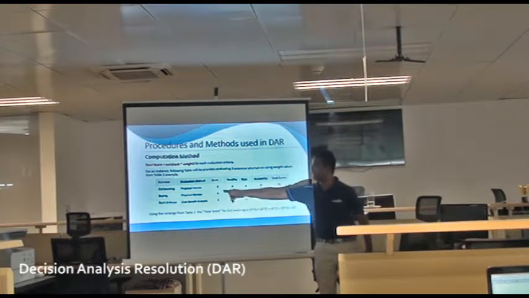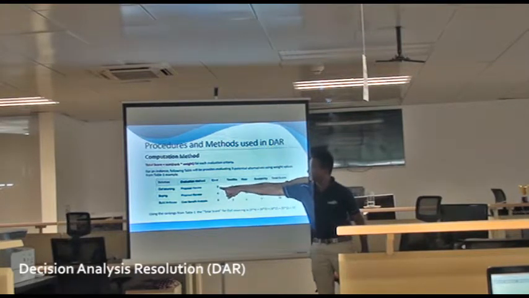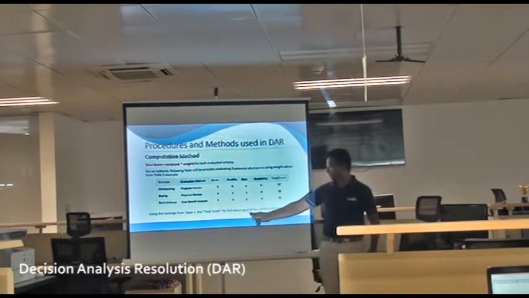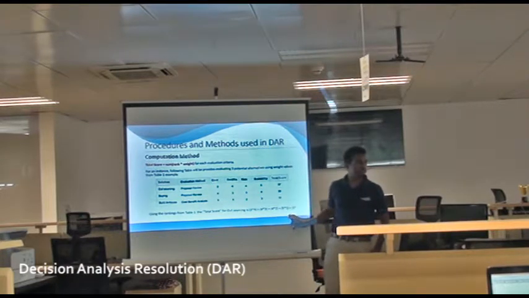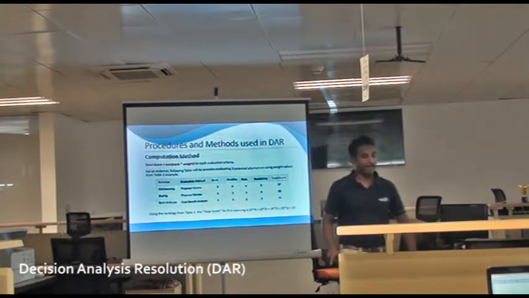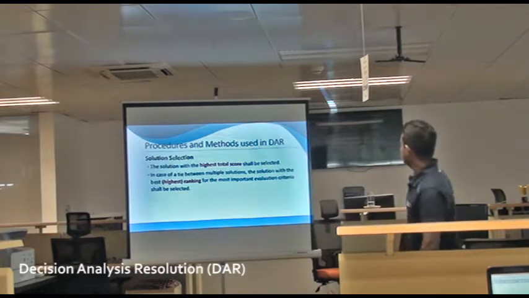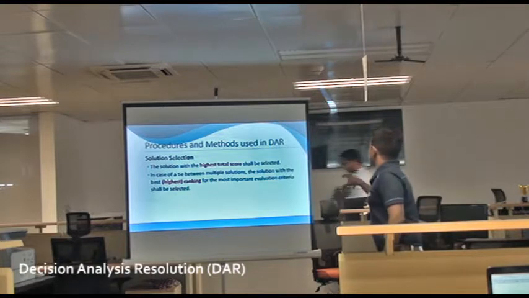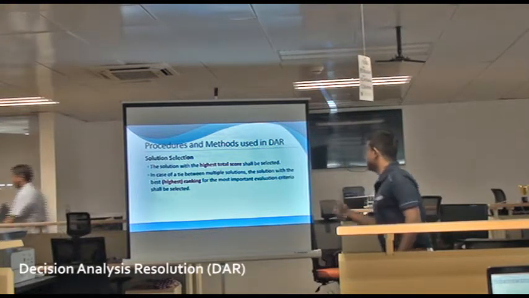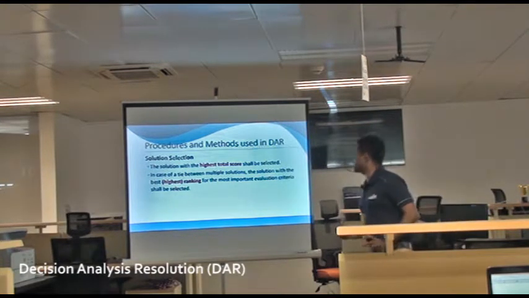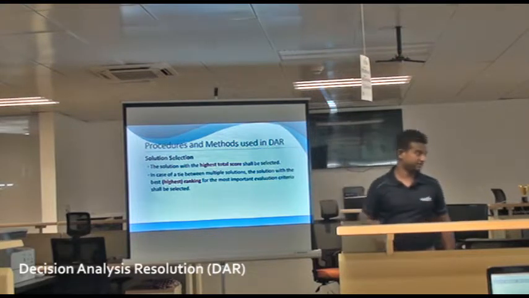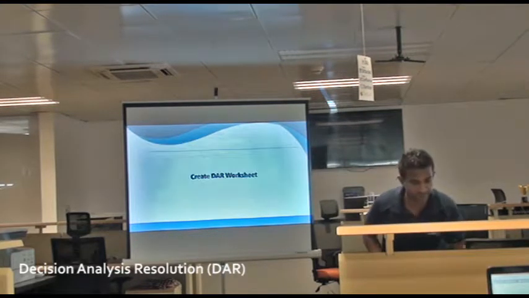So you have ranking like this is fourth, this is third, this is fifth. So this is the value that you get. Alright. So the highest value you get will be the final solution. The highest total score shall be selected, and in case of a tie between multiple solutions, the highest ranking solution will be selected. Right?